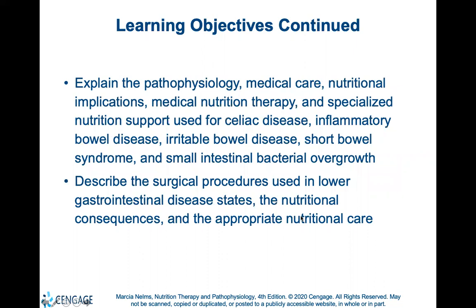Explain the pathophysiology, medical care, nutritional implications, medical nutrition therapy, and specialized nutrition support used for celiac disease, inflammatory bowel disease, irritable bowel disease, short bowel syndrome, and small intestinal bacterial overgrowth. Describe the surgical procedures used in the lower gastrointestinal disease states, the nutritional consequences, and the appropriate nutritional care.